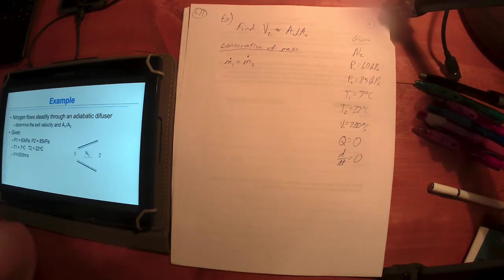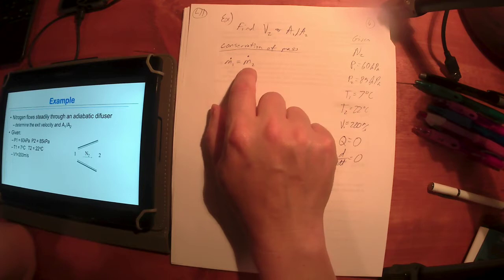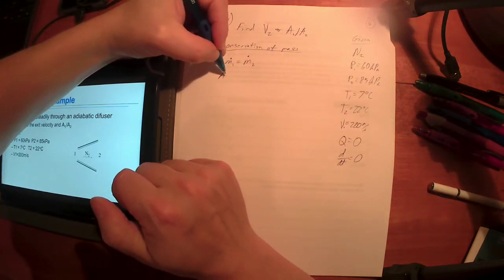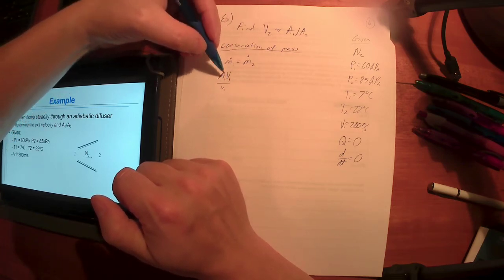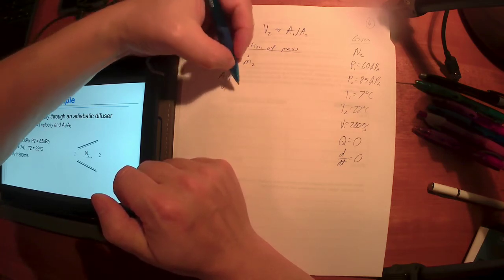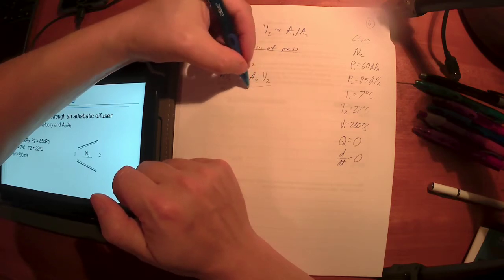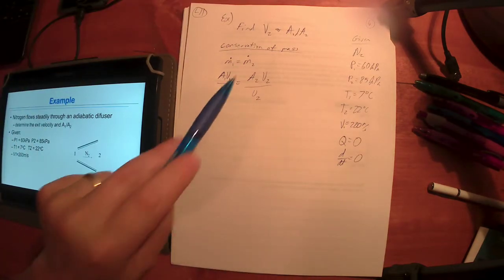So the mass flow rate at the inlet is equal to the mass flow rate at the outlet. Because it's a gas, I'm going to use specific volumes. So A1 V1 over v1 is equal to A2 V2 over v2. This is what conservation of mass tells me.